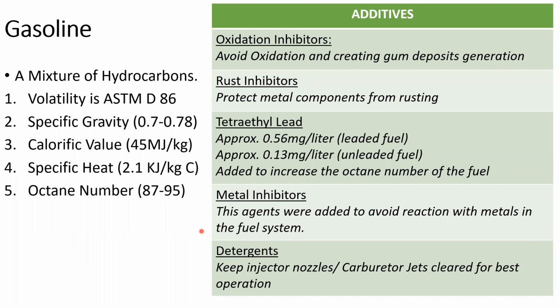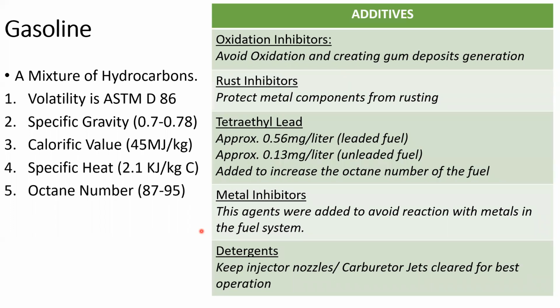Let's discuss the octane number. Octane number represents how resistive a certain fuel is to knocking. That's what octane number represents. Next we have a metal inhibitor. These agents are added to avoid reaction with metals in the fuel system. We have aluminium, and sometimes copper, though copper is very rare. Steel is the most common and aluminium the second most common fuel system material. To avoid chemical reactions with them, we have to add a metal inhibitor.